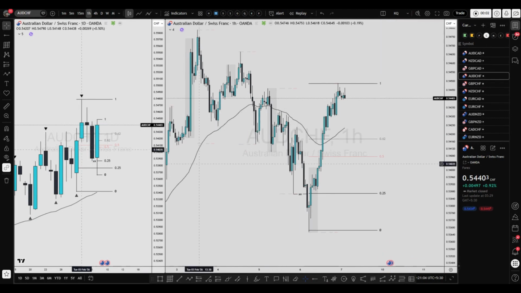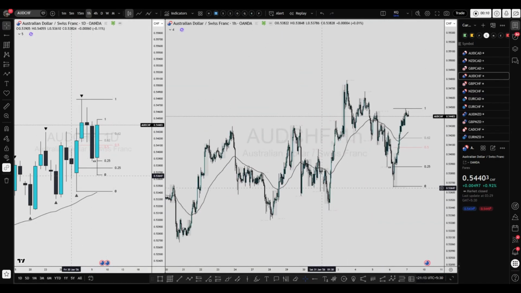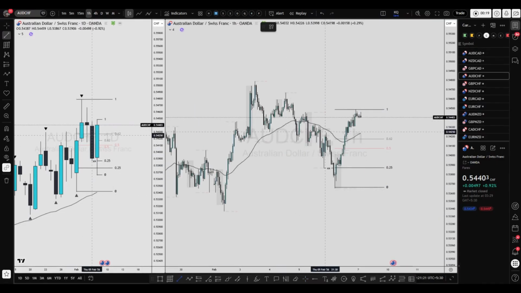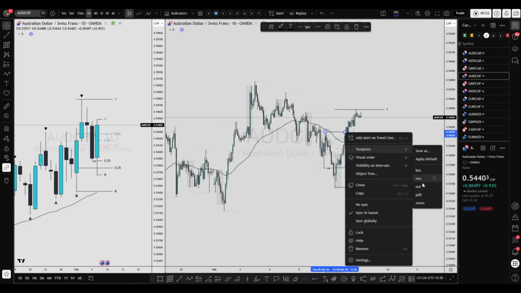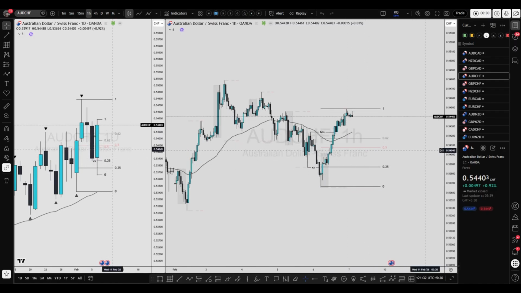Okay, guys, in AUD CHF, we are beautifully bouncing from an extreme discount. In 1 hour, I can spot this thing, a sweep of liquidity and then a breakout structure, but it looks more like a strong low setup and a reversal trade setup than a continuation one. But still, I'm going to keep this in my watch list.